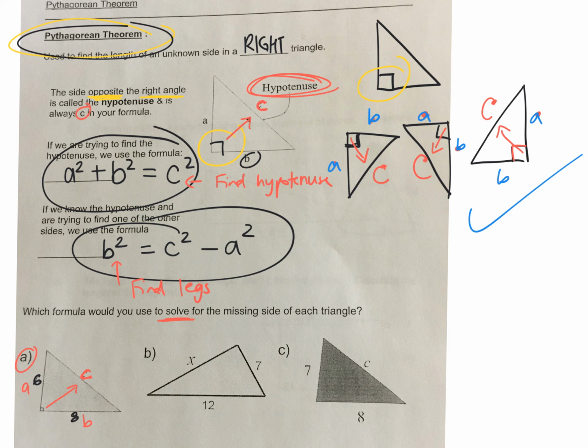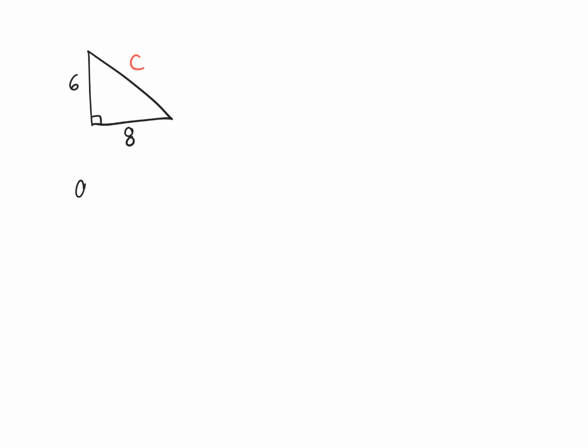Which formula are we going to plug these numbers into? Okay, so we're using the formula A squared plus B squared equals C squared. Always rewrite your formula underneath. We've called this A and we've called this B. So all you're doing now is you're plugging in the number for A and you're plugging in the number for B and we're going to find C. And I'm going to show you how to do that.